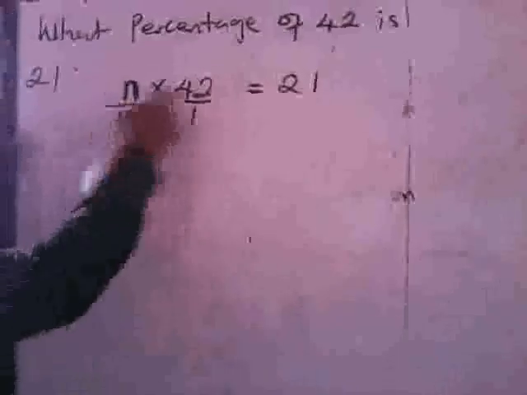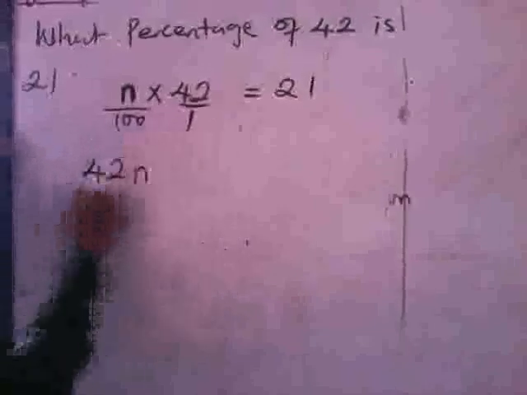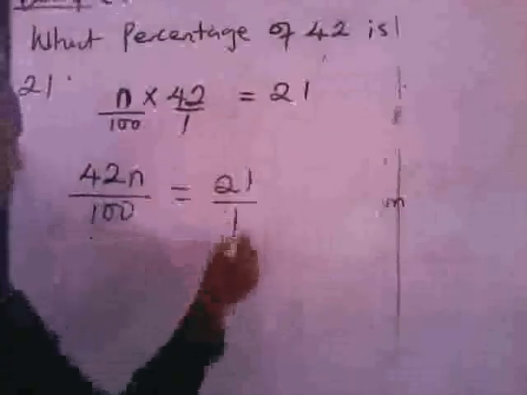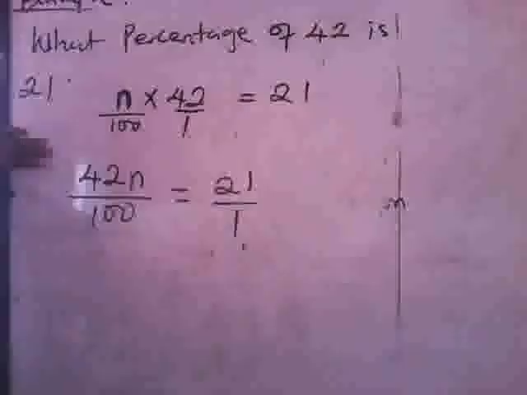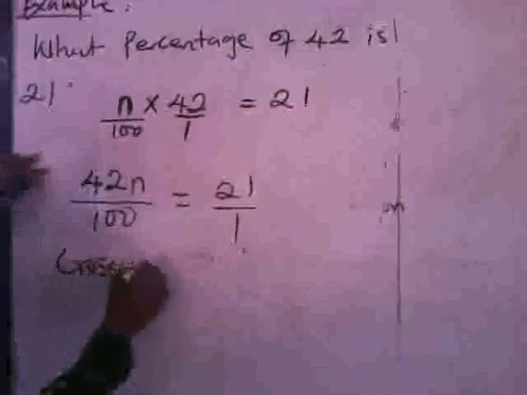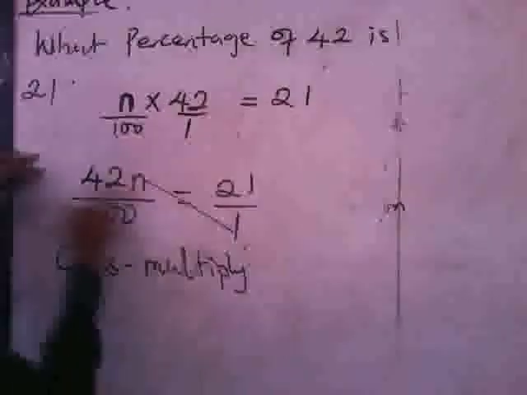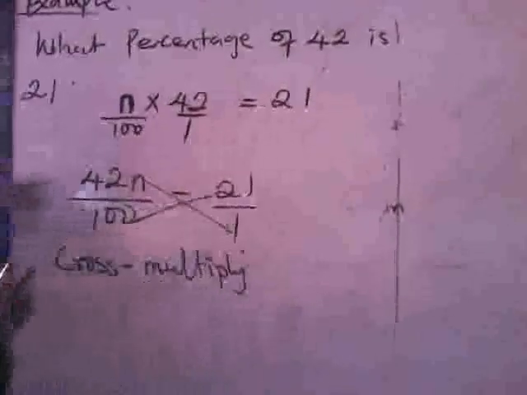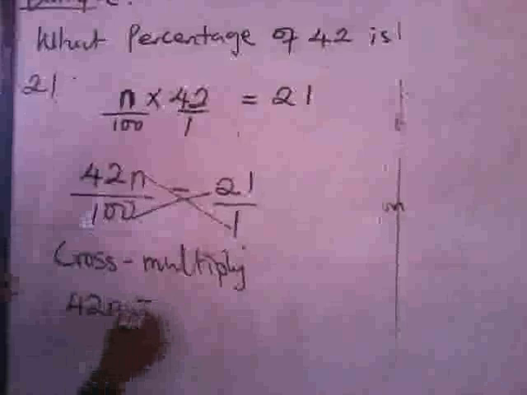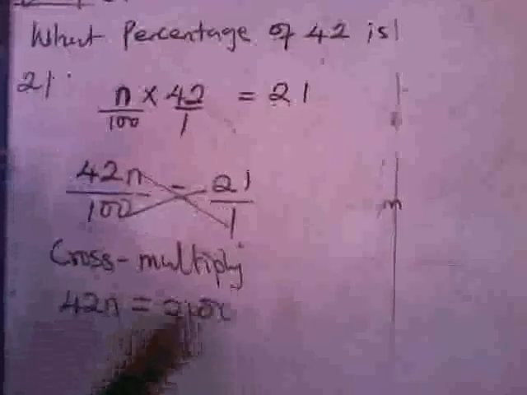this over 1, n times 42 will give you 42n. 100 times 1 will still give you 100, equal to 21 over 1. Since you are looking for the value of n, what will you do? You cross multiply. So you cross multiply this one with this, and this with this. 42n times 1 will give you 42n, equal to 100 times 21 will give you 2100.